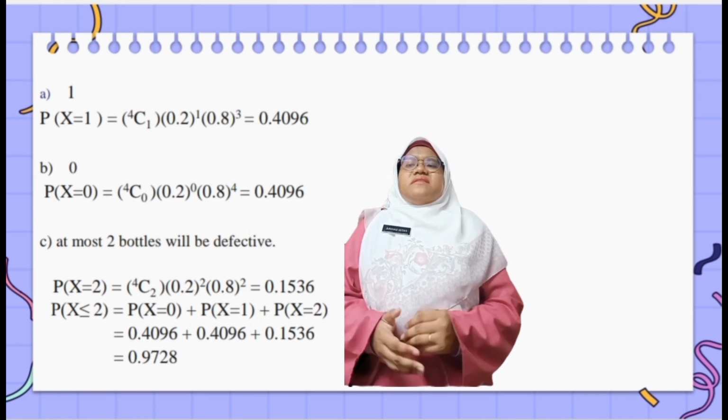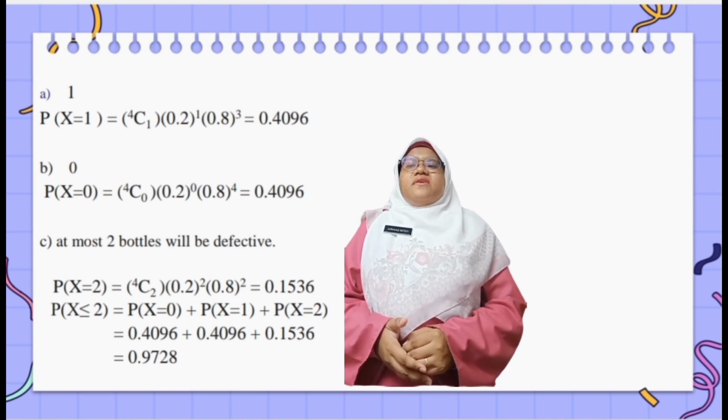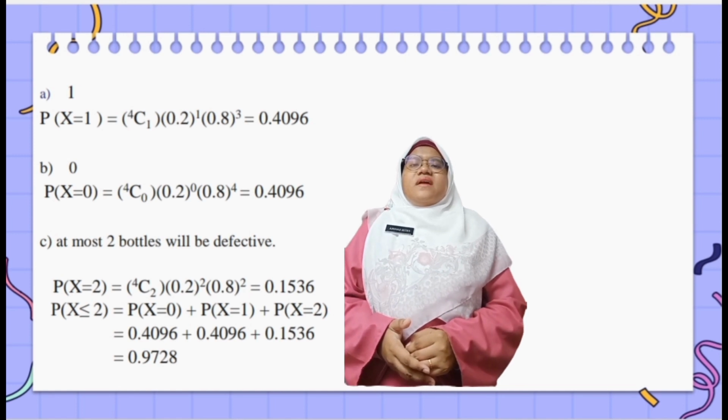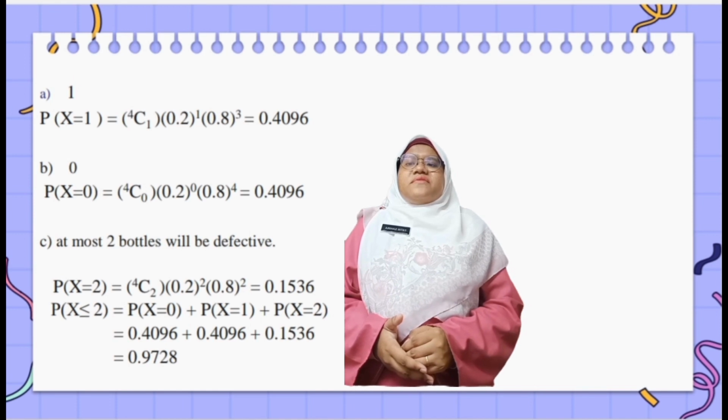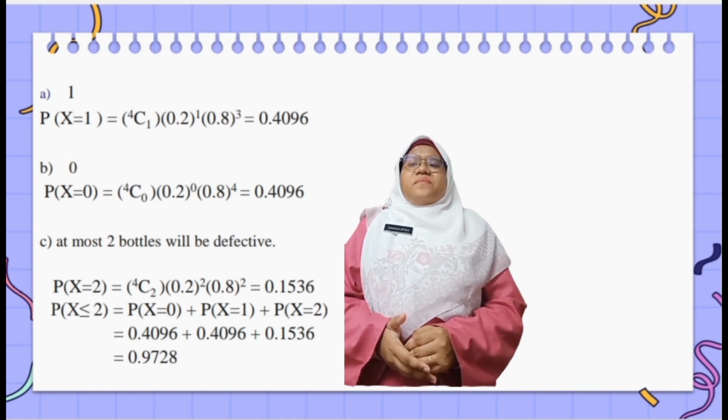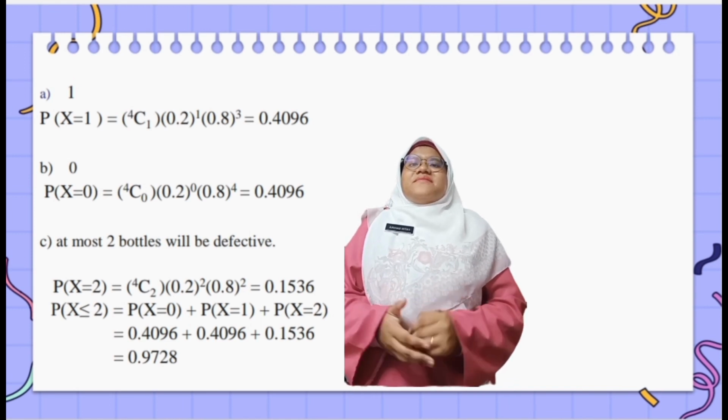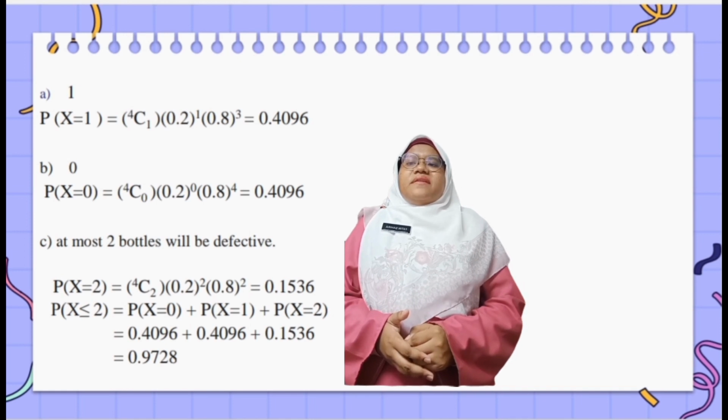As the question said at most 2 bottles, the inequality will be less than or equal to. Then we need to sum up all of the probabilities starting from 0 until 2. So 0.4096 plus 0.4096 plus 0.1536, and the final answer will be 0.9728.